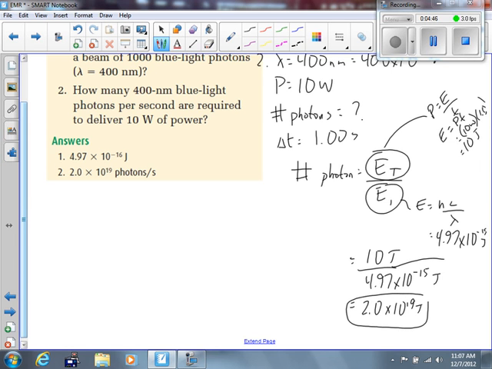Is that okay? Sorry, 2.0 times 10 to the 19 photons, right? We can put photons per second if we want, or we can just leave it that way because it's a number. We don't have to have any units after it. Is that okay? It's not so bad, is it?